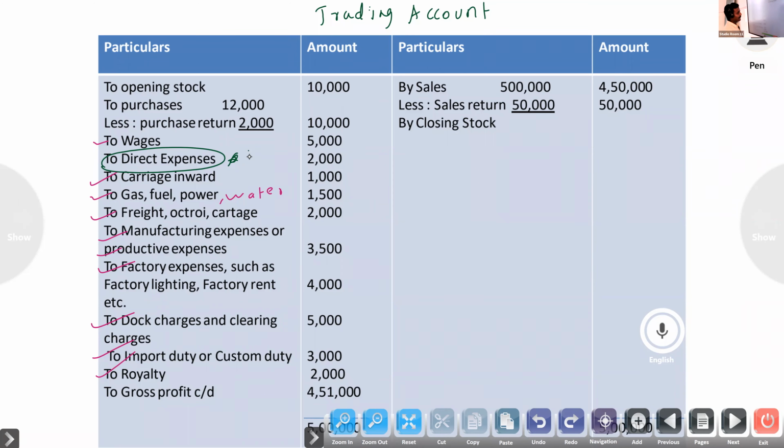Irfan, are you ready? No. Then after Irfan, Sharad can.